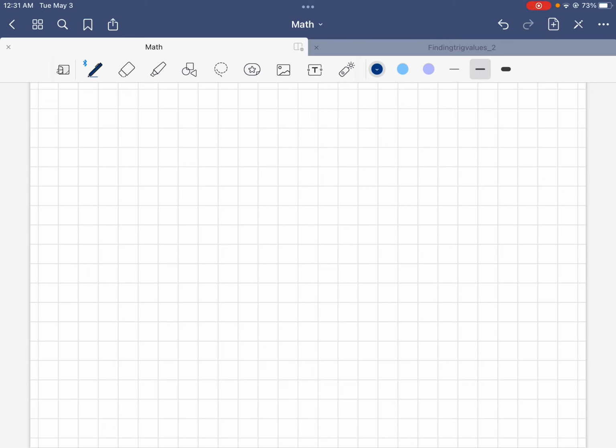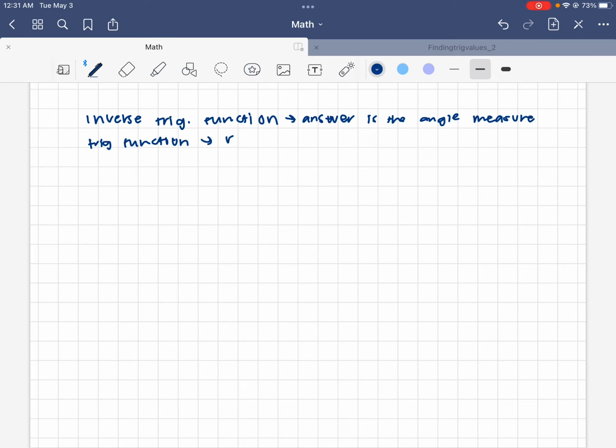Okay, so inverse trig functions. Inverse trig function, the answer is the angle measure. And trig function is the ratio. Okay, example. Let's say it's asking us to find tan inverse of square root of 3 over 3.